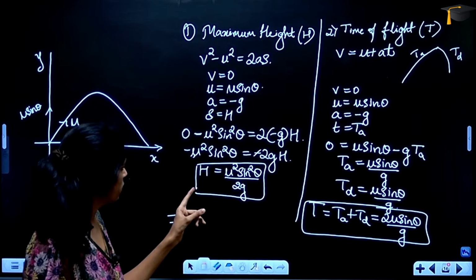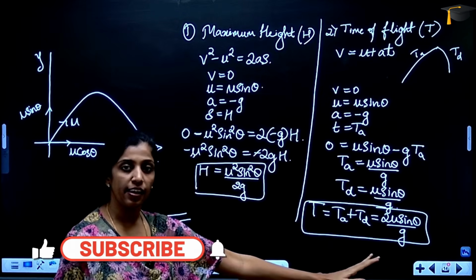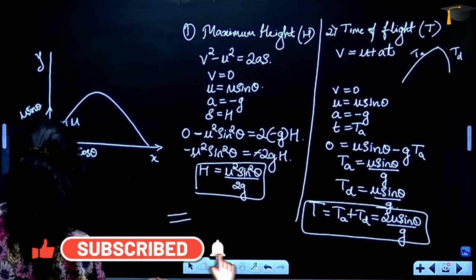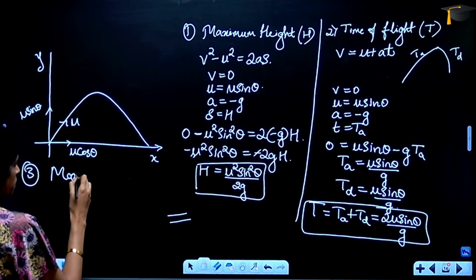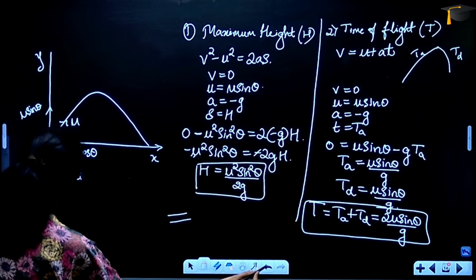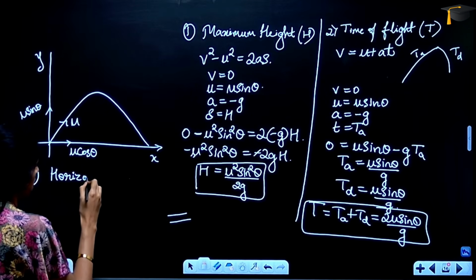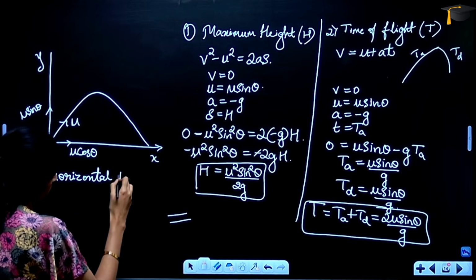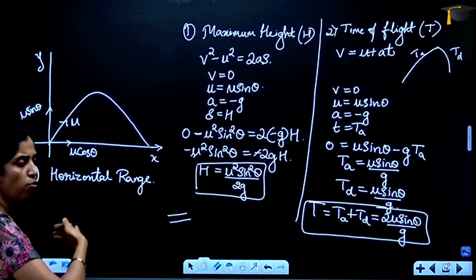Okay. So first we took the maximum height. Then we took time of flight. Then the last equation you have is maximum range, the horizontal range. Now I'm not taking any equation of motion. Directly I'll take it. I need to find out what the range is.